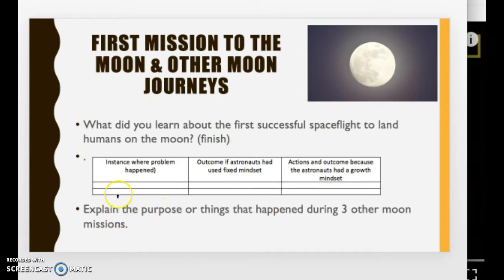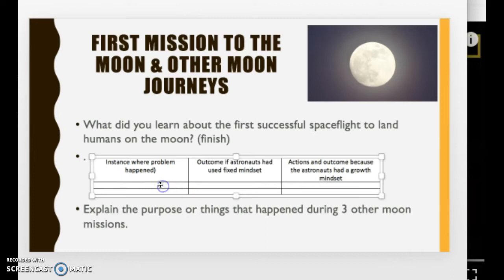Now I just want to point out, when you get to the second question, you're going to have to think about what happened and decide in what instances there was a problem, and that would go in this box. The outcome if they had had a fixed mindset, and then here the actions and outcomes because they had the growth mindset. So this will be a little bit of thinking.